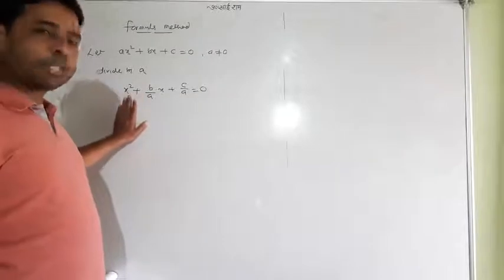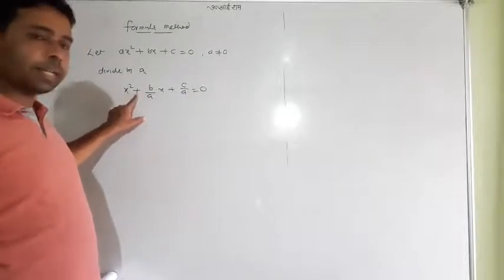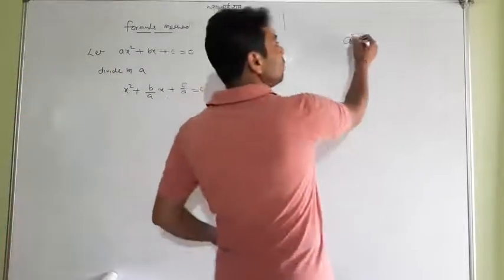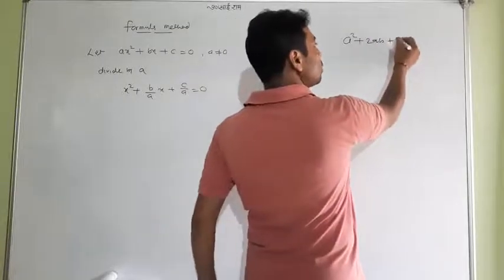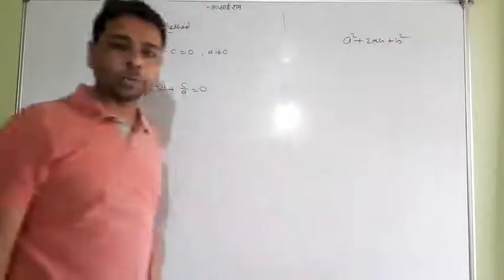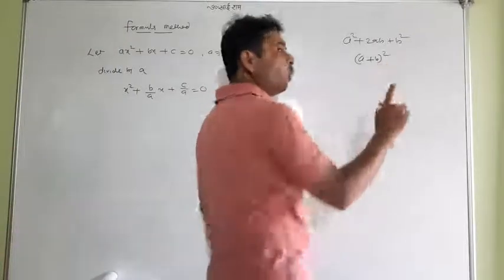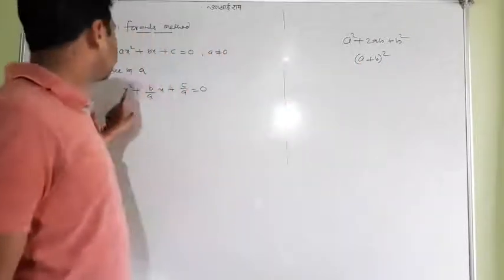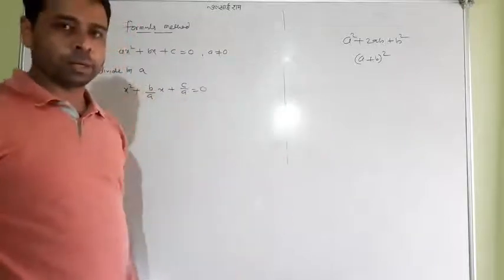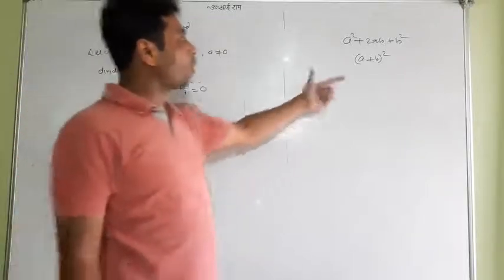Now I'll do the same. I'll use it as a plus sign. So I'll use a square plus 2ab plus b square, which means (a plus b) whole square. Now don't get confused about this a and this a. Please, it is a formula only. So I would arrange this according to this one.